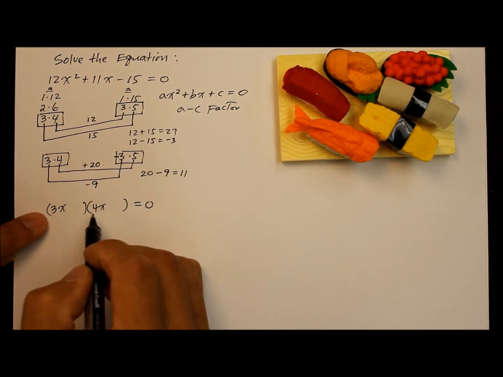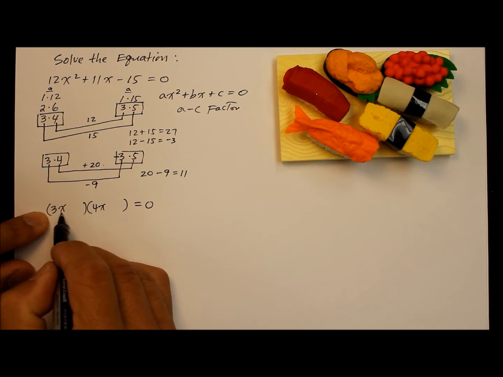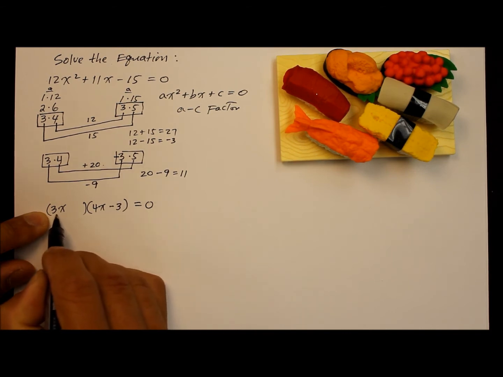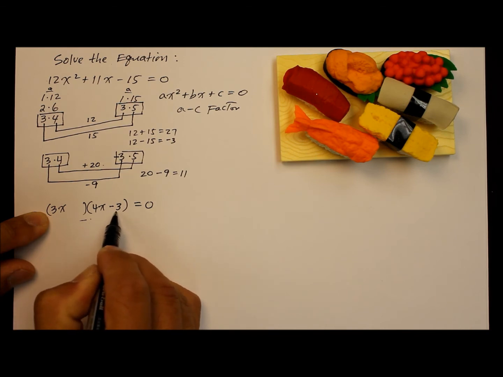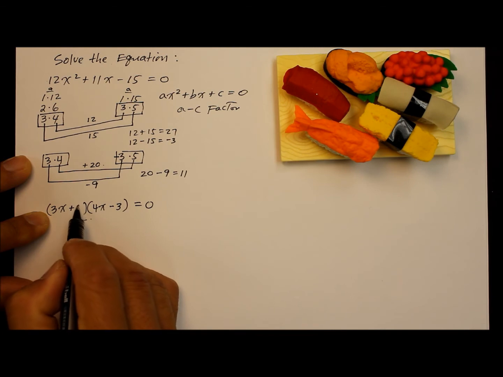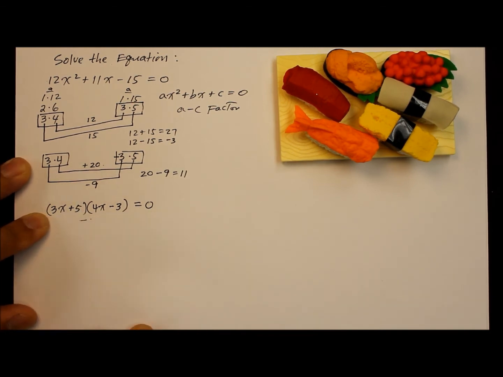And also, in order for the 3x to multiply with a negative 3, the FOIL method says the 3 has to come over here, because we're going to go 3 times 4x and 3 times negative 3. That means what remains, 5, has to come on this side of the parentheses. So that's the factor form.